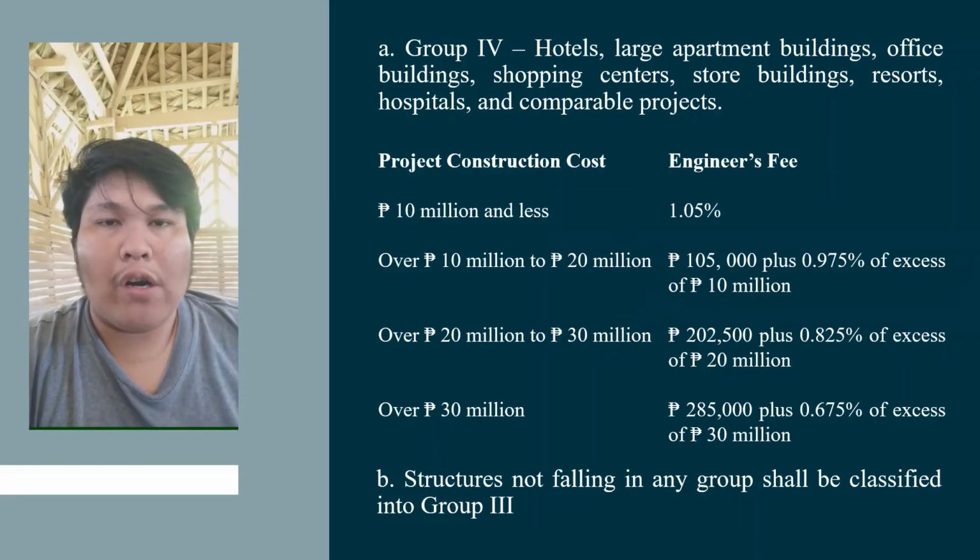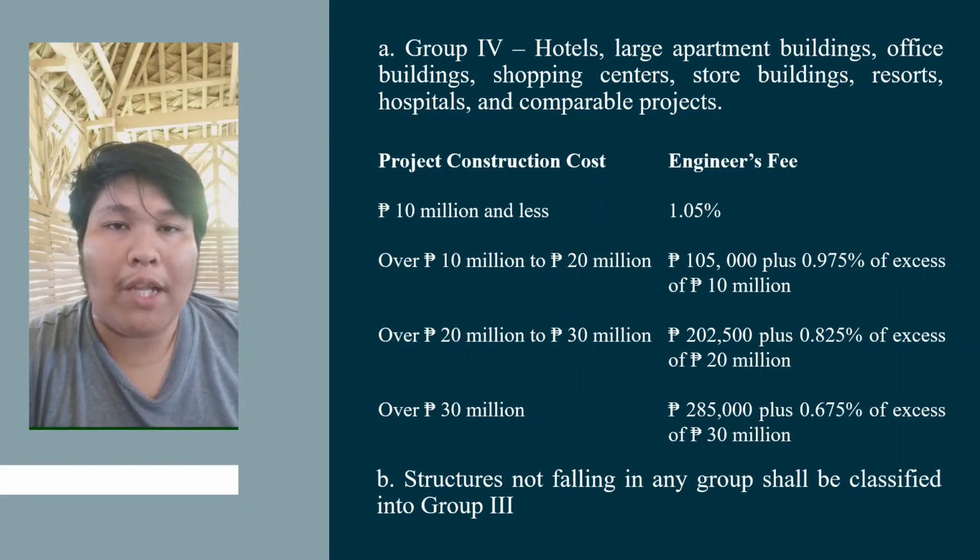So for A, Group 4, or hotels, large apartment buildings, office buildings, shopping centers, store buildings, resorts, hospitals, and comparable projects, you will have 1.05% for 10 million and less na construction cost. For over 10 million to 20 million, you will have 105,000 plus 0.975% of excess of 10 million. For over 20 million to 30 million, you will have 202,500 plus 0.825% of excess of 20 million. For over 30 million naman, you will have 285,000 plus 0.675% of excess of 30 million.